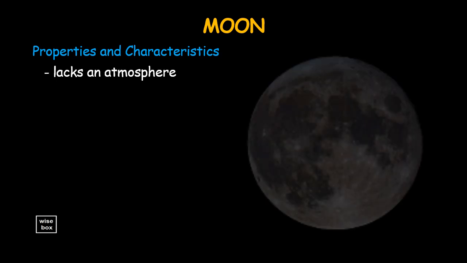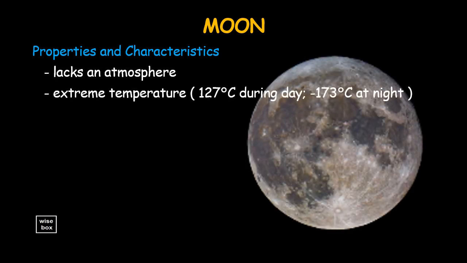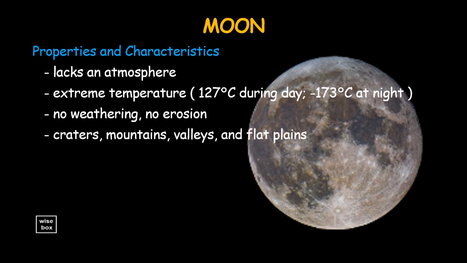The Moon lacks an atmosphere, leading to extreme temperature variations between day and night, ranging from about 127 degrees Celsius during the day to -173 degrees Celsius at night. The absence of an atmosphere also means no weathering or erosion occurs, preserving surface features for millions of years. Its surface is marked by craters, mountains, valleys, and flat plains, reflecting its tumultuous history of impacts and volcanic activity.